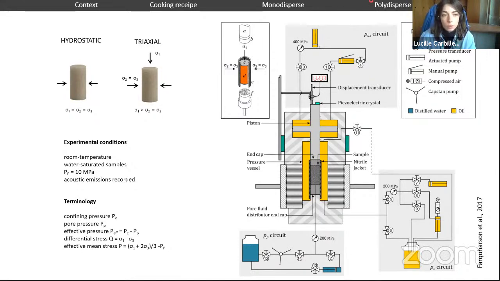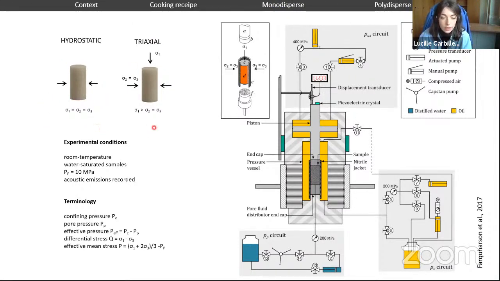So we have conducted two main types of experiments, hydrostatic tests and triaxial tests. During the hydrostatic experiments, the confining pressure, so the pressure around the sample, is increased in small steps, while the pore pressure is kept constant at 10 MPa. So the stress state around the sample is such that the stress is the same in all directions.